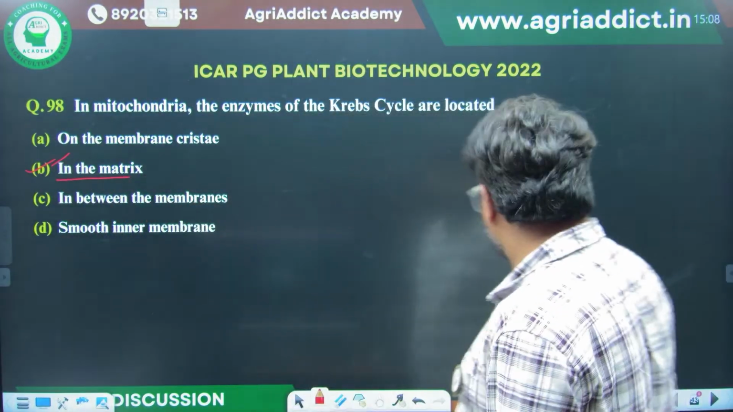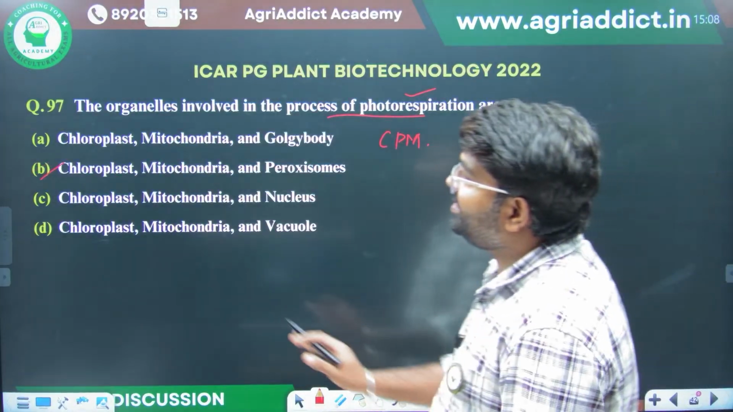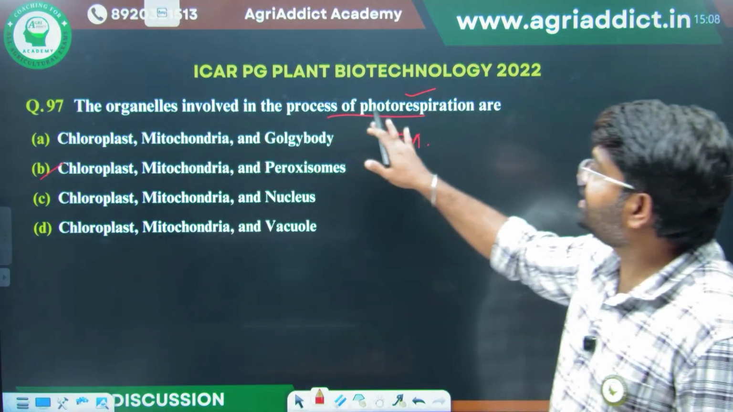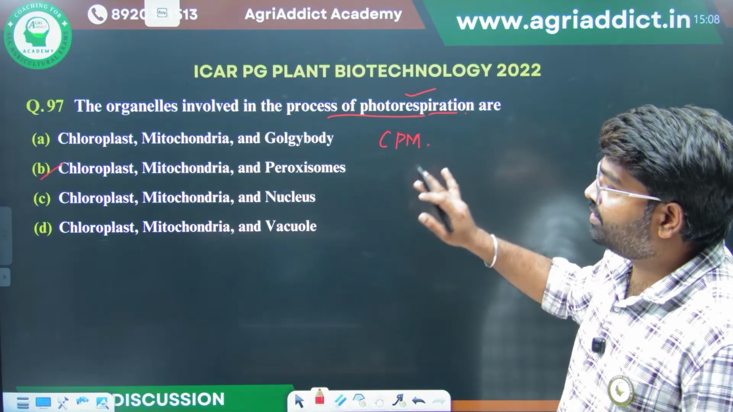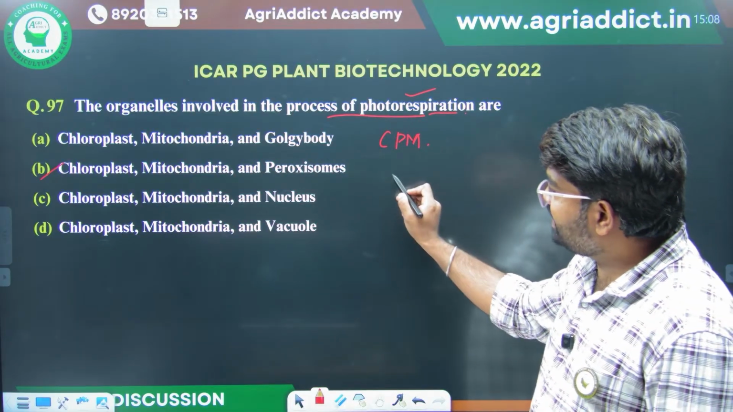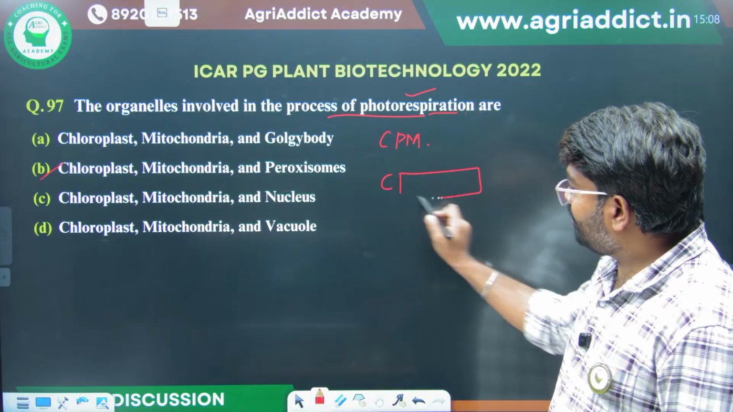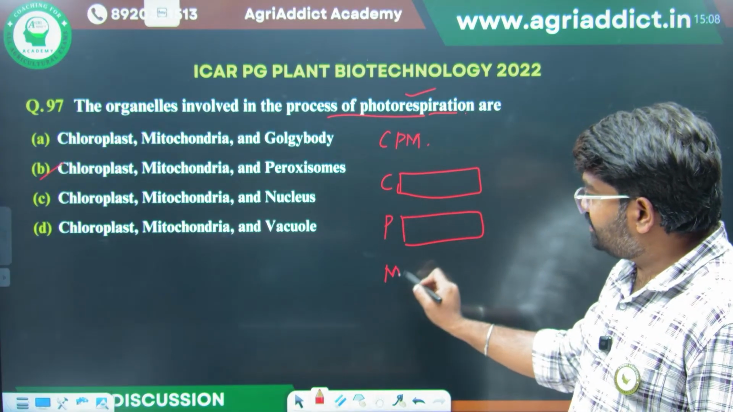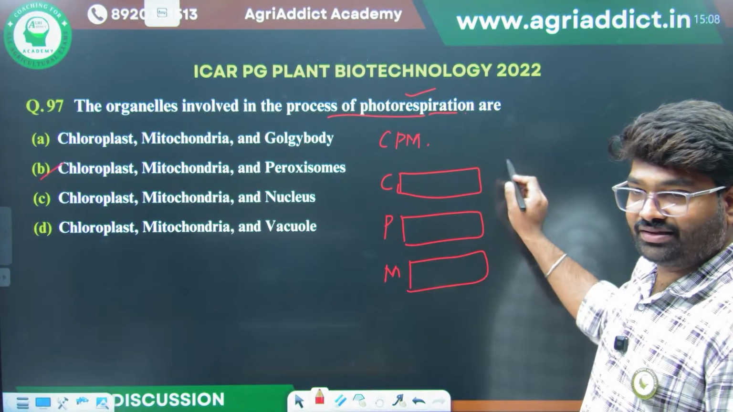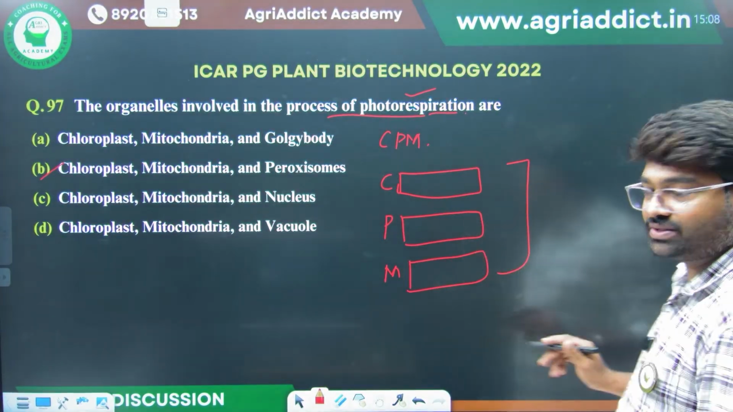Okay. Students, you have to remember here properly. The organelles involved in the process of photorespiration are chloroplast, peroxisome and mitochondria. You have to remember the sequence also. First chloroplast, next peroxisome, next only mitochondria will come. This is very important. They can ask this sequence also. Clear, students?